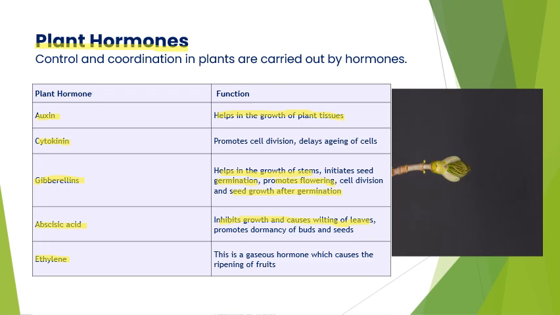I think we all saw the ripened fruits, right? So how does it occur? It is mainly due to the presence of this ethylene hormone. It is helpful for this function. So these are the major functions of different hormones which are present in our body.